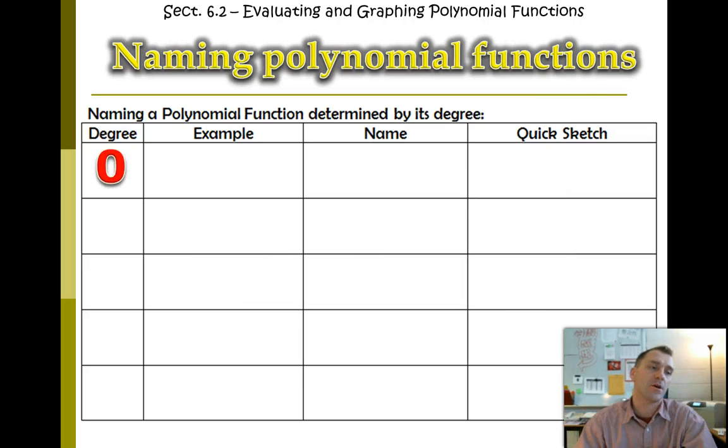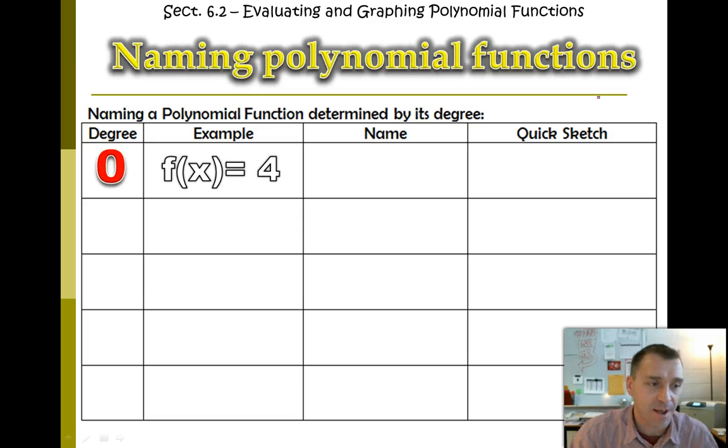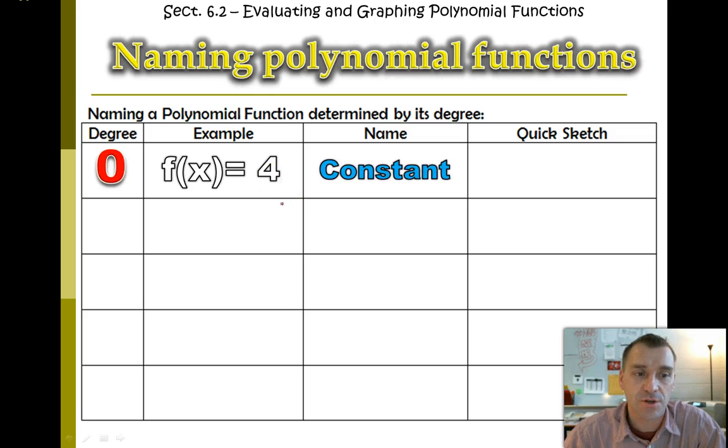On your little chart, if you have a degree of 0, for example, you have a function where there is actually no variable, that's a constant term. There's no variable in it, there's no squared thing, there's no cube thing, there's nothing. It's just a constant term. That has a special name. It's called a constant polynomial function. How about that?